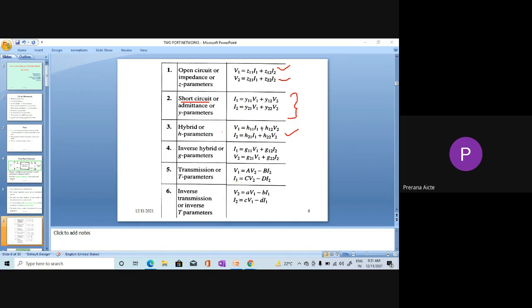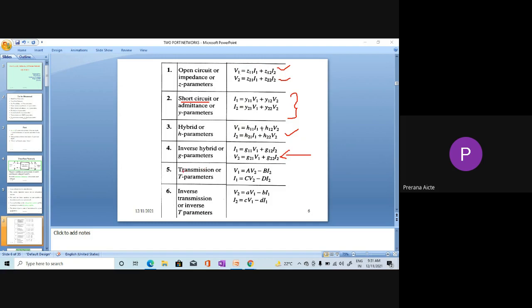So just the inverse of your hybrid parameters. Previously we said that the H parameters contain H11, H12, H21, H22. Whereas coming to the inverse of hybrid, it is G11, G12, G21, G22. So just have a look at it. I1 is equal to G11 V1 plus G12 I2. V2 is equal to G21 V1 plus G22 I2. Just have a look at it.